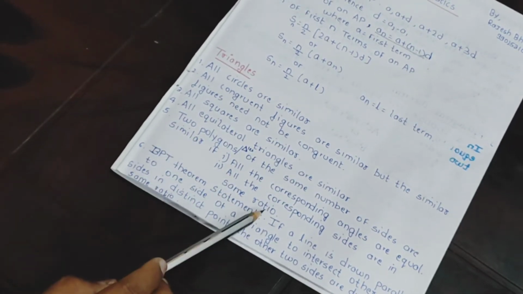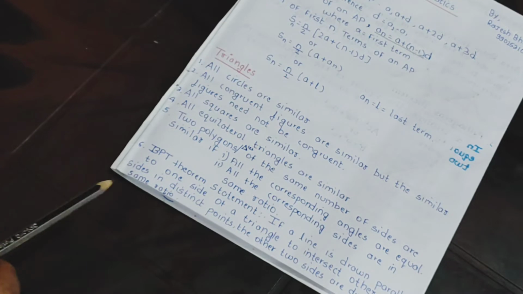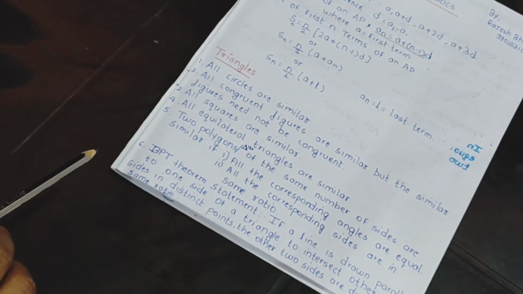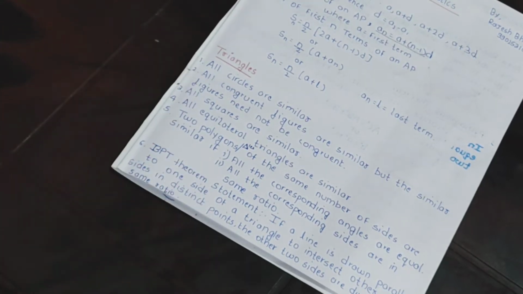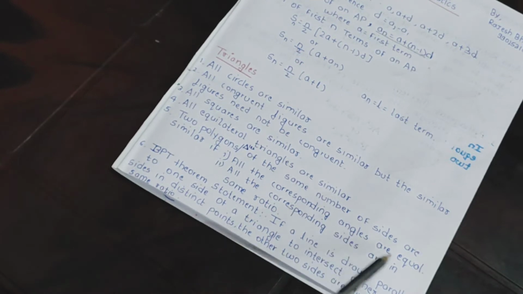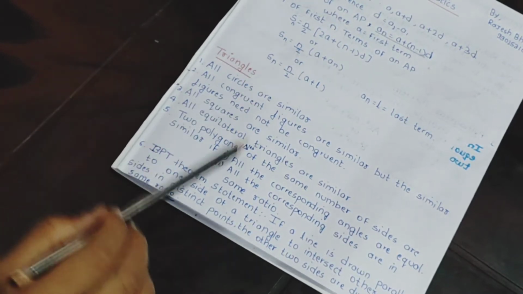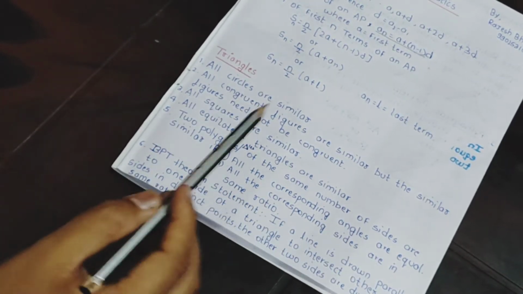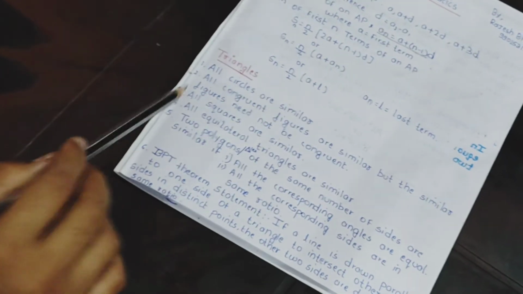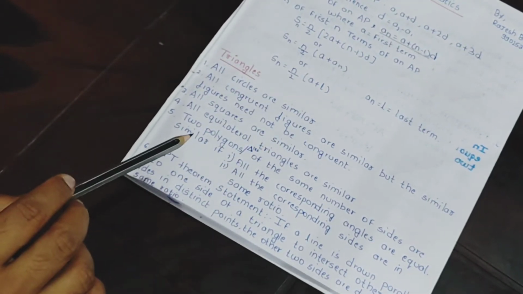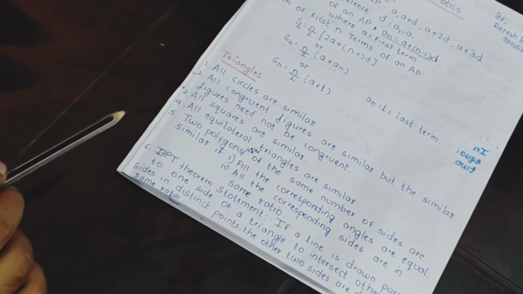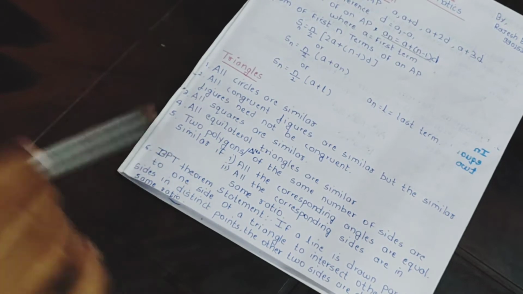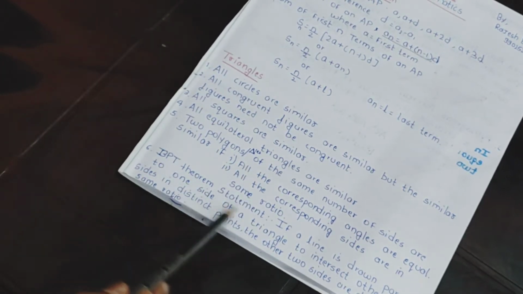Next, this is an important statement. Two polygons or two triangles of the same number of sides are similar only when they satisfy two conditions. First condition is all the corresponding angles must be equal. And all the corresponding sides must be in the same ratio. The ratio must be the same and the corresponding angles must be the same. Then only we can call any two shapes with the same number of sides similar. Okay, this they ask.